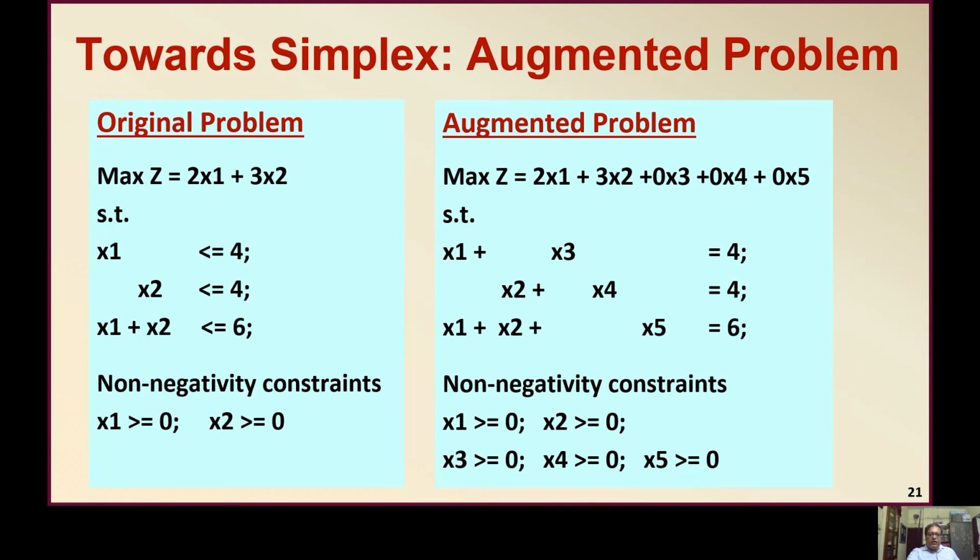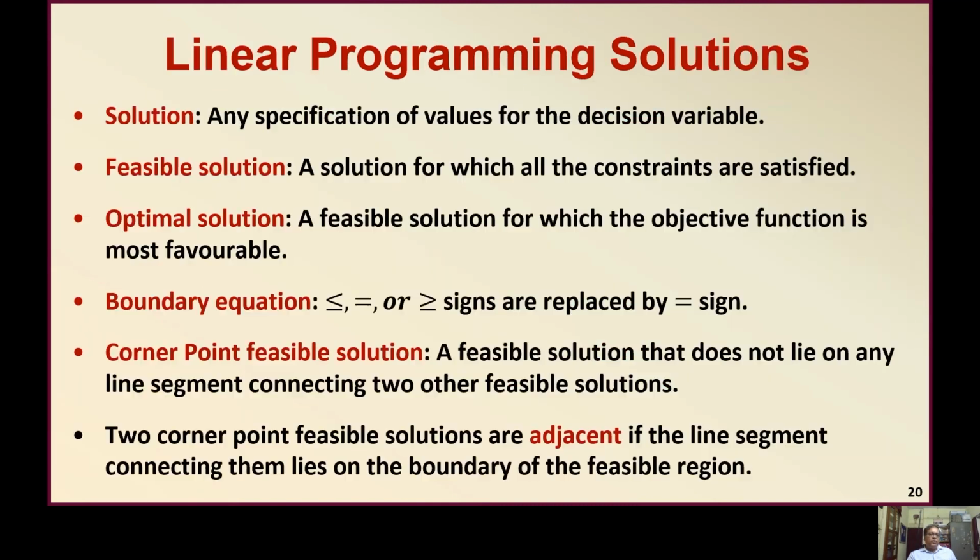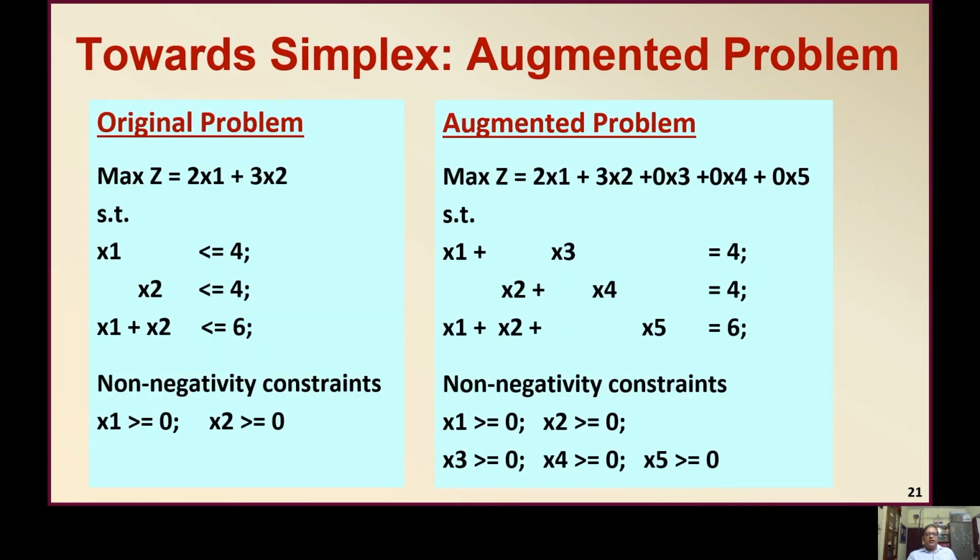But let's go back to that graph once again. You see in this graph, which is the point where x1 equal to 0 and x2 equal to 0? Can you see it is the origin? So this is the origin, and this origin will be the solution. This corresponds to that particular solution where x1 equal to 0 and x2 equal to 0, x3 equal to 4, x4 equal to 4, and x5 equal to 6. Is it not? So if I put x1 and x2 equal to 0, I get x3 equal to 4, x4 equal to 4, and x5 equal to 6, right?